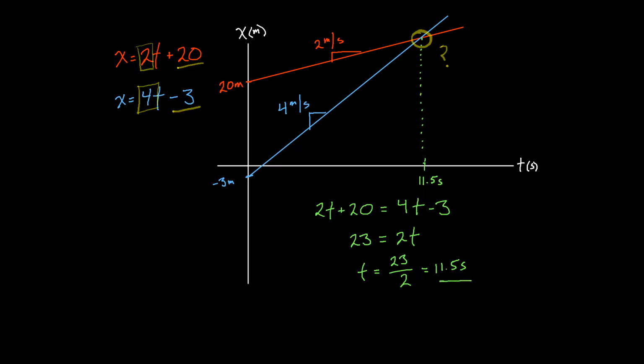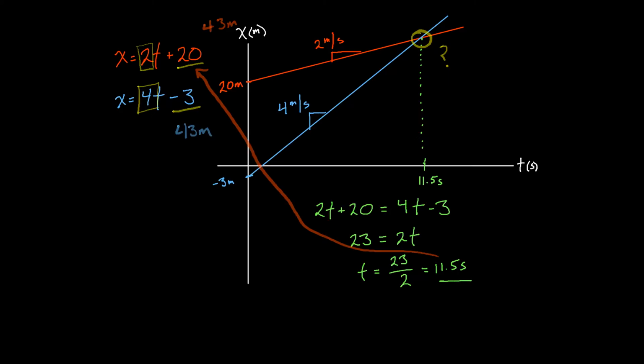If I take this 11.5 seconds and plug it back into these equations, I wonder what number I should get. So I plug 11.5, or 23 over 2, back into t, and I get 23 plus 20. So the position would be 43, right? So 43, I'm going to write that down there. If I go to the other one and take 23 over 2 and plug that back into 4t, 23 over 2 times 4 gives me 46 minus 3, which is 43 meters.